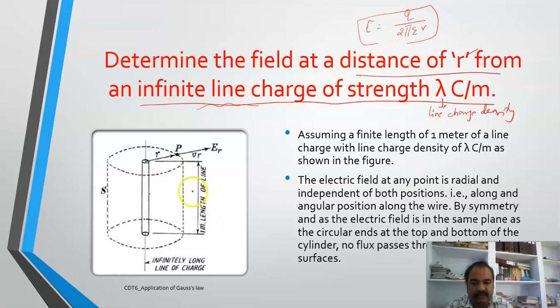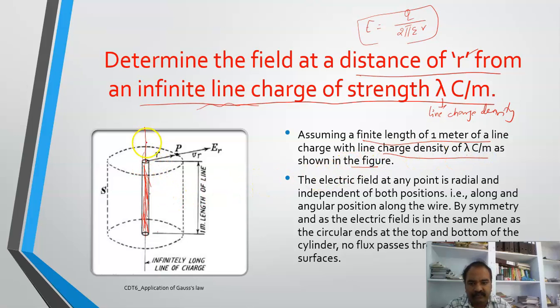First of all, let me consider this thick point as the line charge, extended over this line. I'll consider this entire line as an infinitely long line of charge, but for this particular purpose I'll consider only 1 meter of its length. This line charge has a density of lambda coulombs per meter, so we assume a finite length of 1 meter of line charge with line charge density lambda, as shown in the figure.